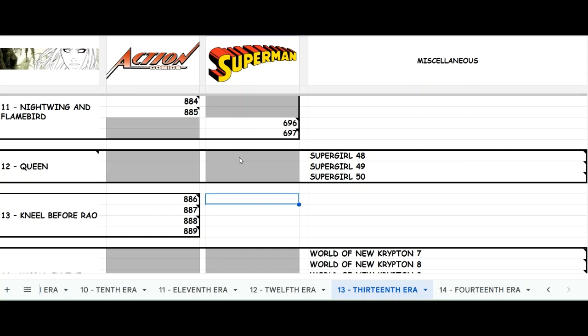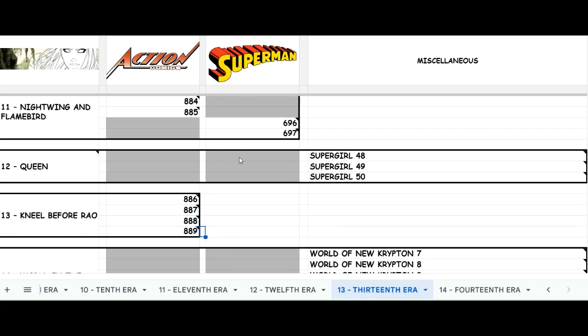The next thing to do is to check out an arc called Kneel Before Rao. This is Action Comics 886 to 889. Again, they're all branded World Against Superman, and again, they all have Captain Atom backup stories. The triangle numbers here are triangle numbers 27, 32, 37, and 42.